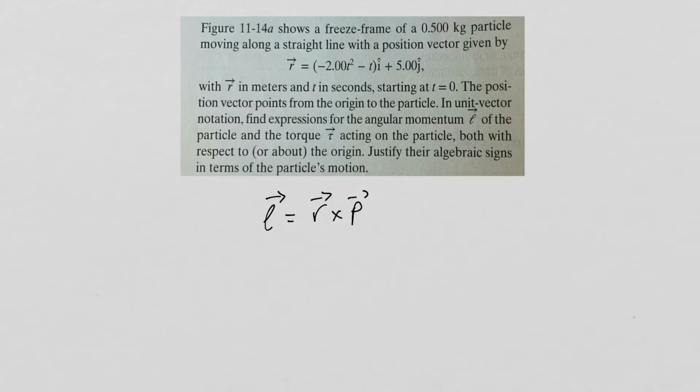Once I find the angular momentum, I can then use the relationship between the torque that's acting on the particle and the angular momentum of the particle. And so the torque is equal to d dt of L. So the angular momentum is the cross product between r and p, which also can be rewritten as m times the cross product of r and v, where v is the velocity of the particle. That means that I first must find what v is equal to.